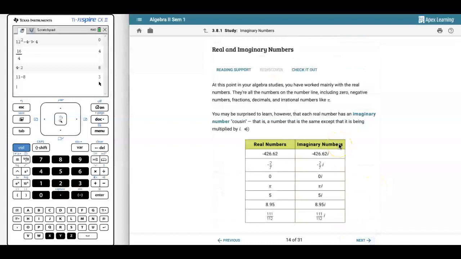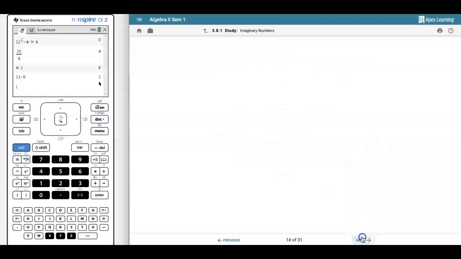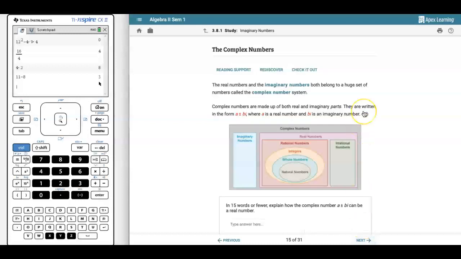Now, with real numbers, it says it's a cousin. It's a cousin, right? It's very similar, very the same, except it's multiplied by this imaginary thing called i, right? So moving forward here, we have these things called complex numbers. Imaginary numbers are part of this thing called complex numbers.